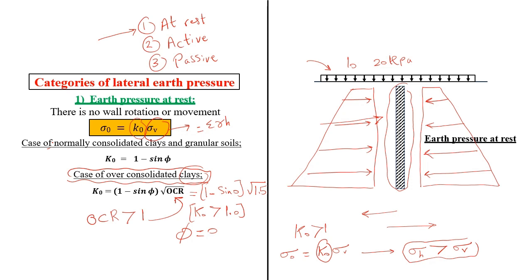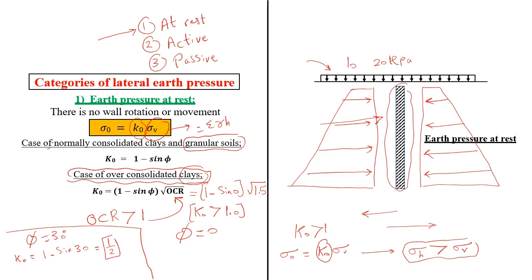However, in granular soils or normally consolidated clay, if you have maybe a sand layer, and for this sand the value of phi is equal to 30 degrees, you have a KO value of 1 minus sine 30, so you will have a KO value of half.